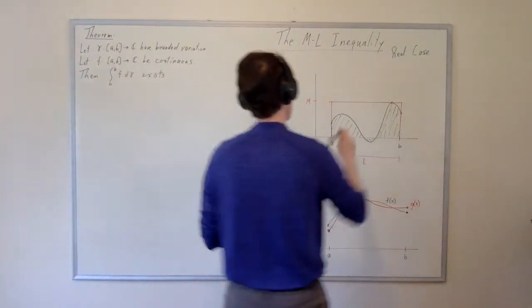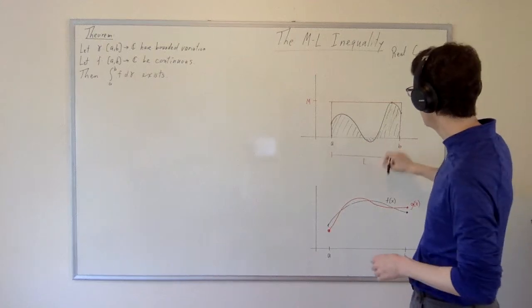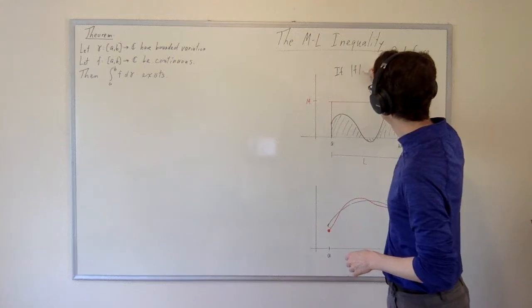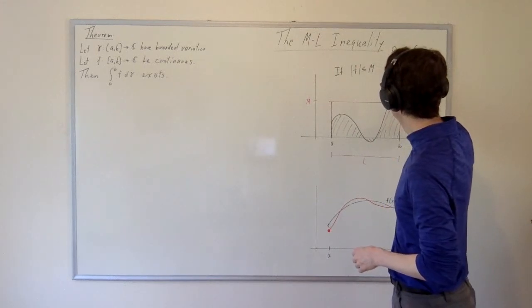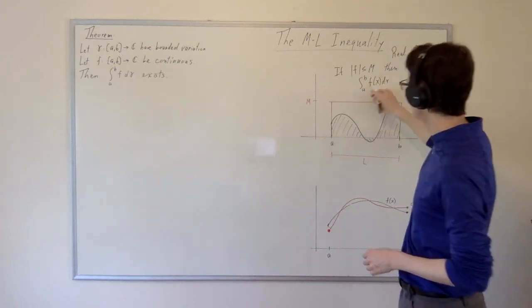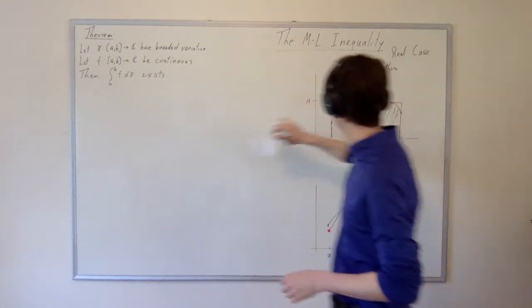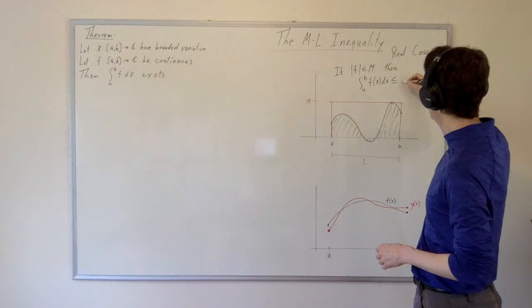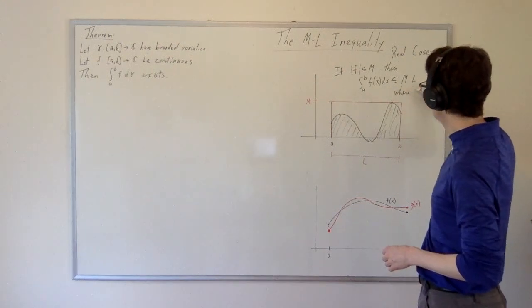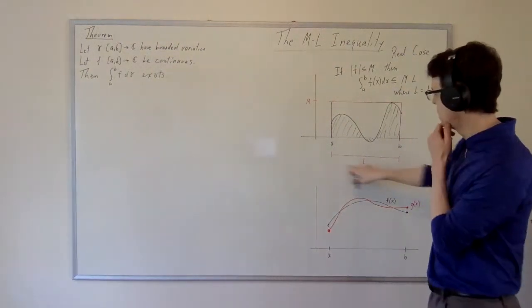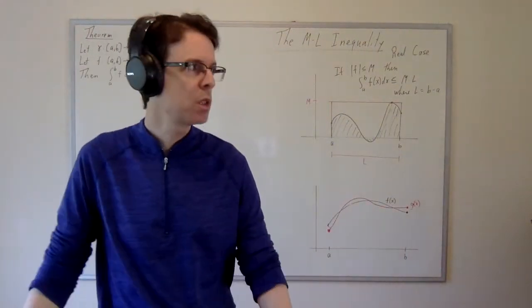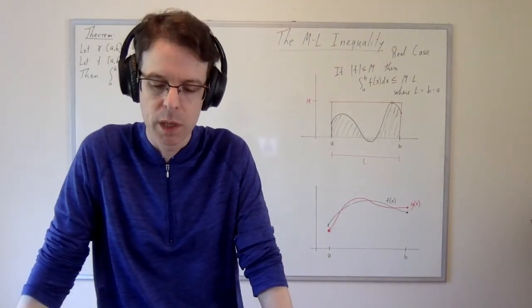So the statement of the ML inequality in this case, if we have a function f defined on [a, b], will be: if the absolute value of f is less than or equal to M, then the integral from a to b of f of x dx, this is the ordinary real integral, not the Riemann Stieltjes integral, will be less than or equal to M times L. And here, L is of course b minus a, the length between. Now, this is such a simple inequality that you would expect it's pretty easy to prove, and indeed it is.